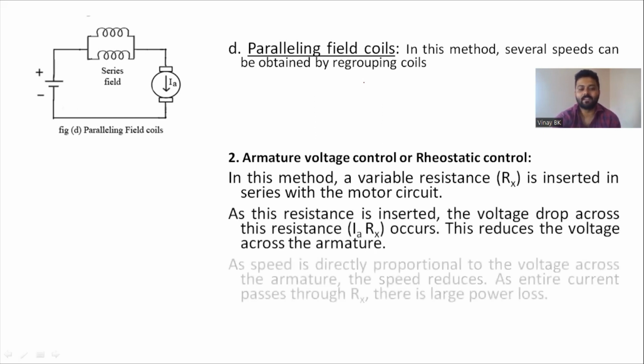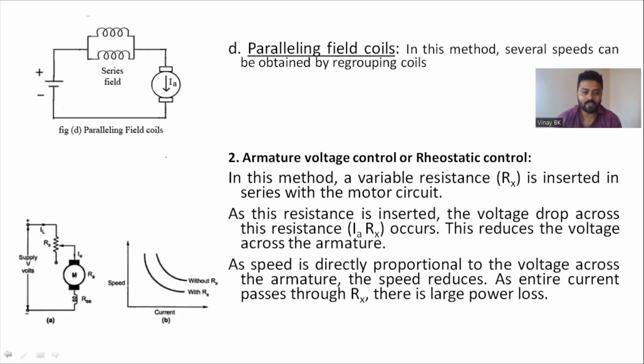You can see the circuit diagram. Here, this part is the motor circuit. You are connecting one rheostat in series with this motor circuit. What happens? Then there will be a drop across this Rx, that is nothing but IL into Rx drop produced at the rheostat. Because of this voltage drop, the voltage across the armature is going to reduce. If the voltage across the armature decreases, as we all know, the armature voltage is directly proportional to the speed, so the speed is going to decrease.